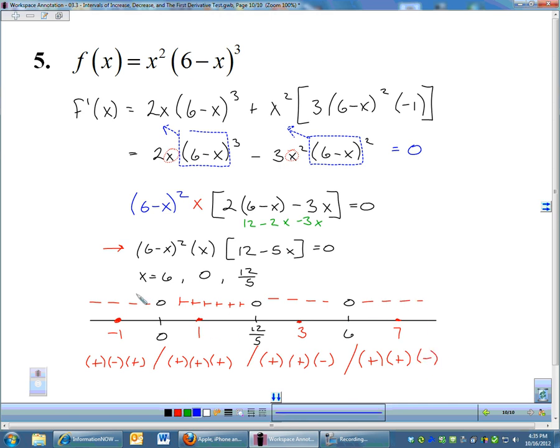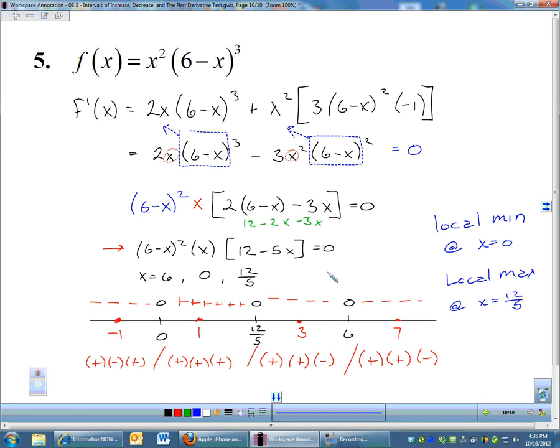And looking at this, we have 0 is a local minimum, derivative changed from negative to positive. So I have a local min at x equals 0, a local max at x equals 12 fifths. My derivative changed from positive to negative.